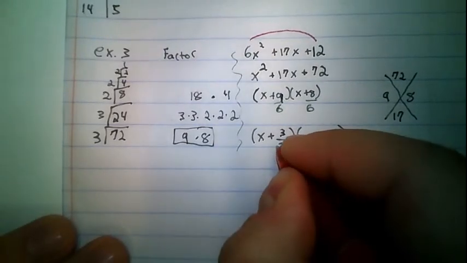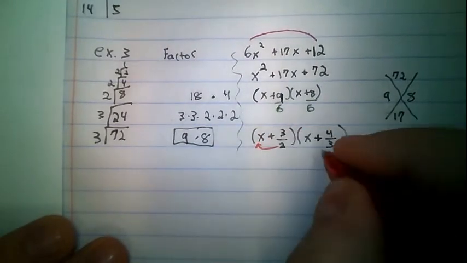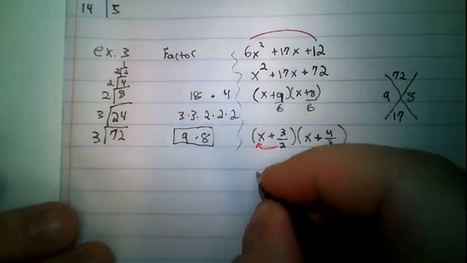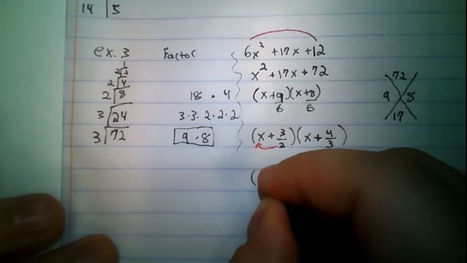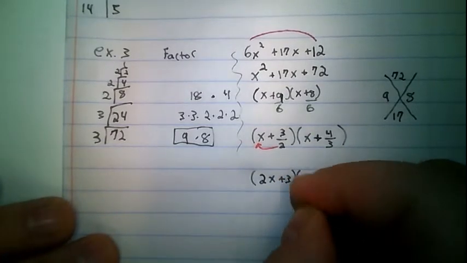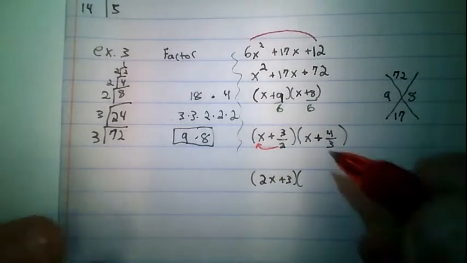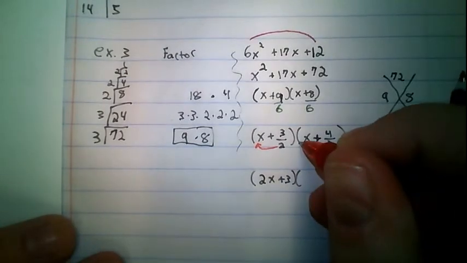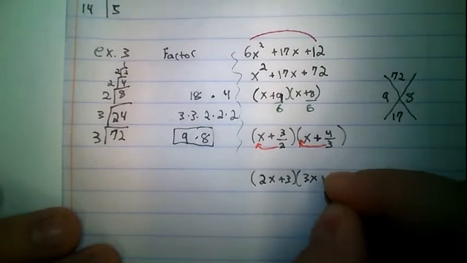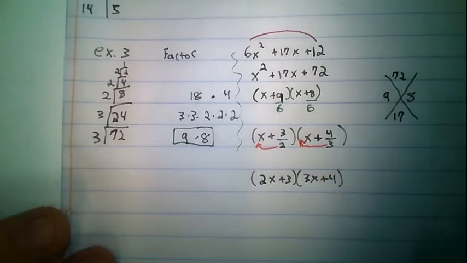So I take the 2 in the first one and put it above the x, which gives me 2x plus 3. And I take a 3 in the second one and put it above the x, which gives me 3x plus 4.